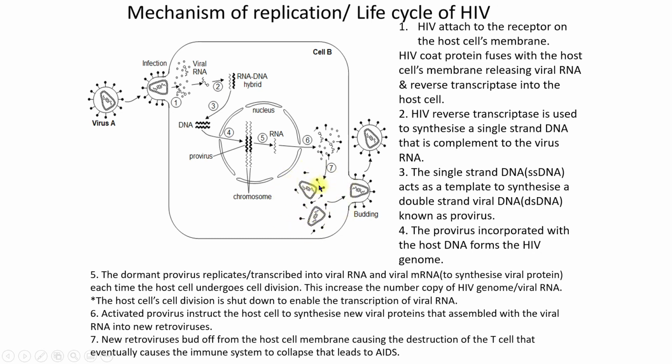So the new HIV will bud off from the host cell membrane, causing the destruction of the host cell, or the T cell. That eventually causes the immune system to collapse, which leads to AIDS. Okay, so that's it for today.